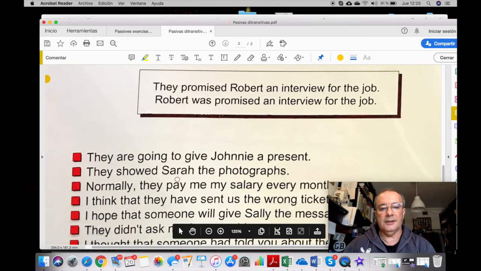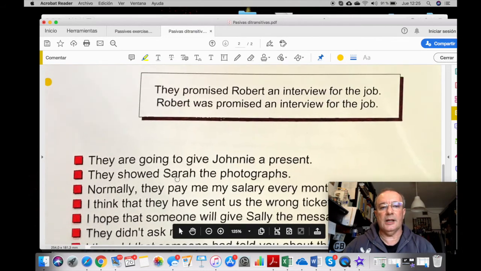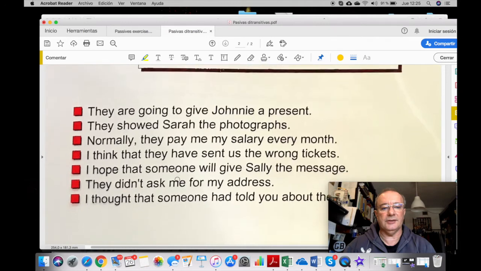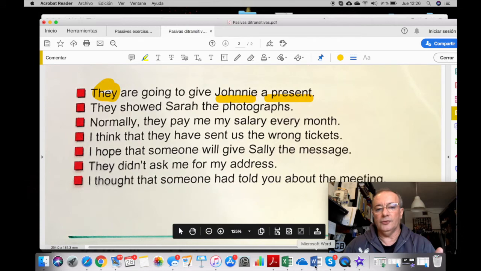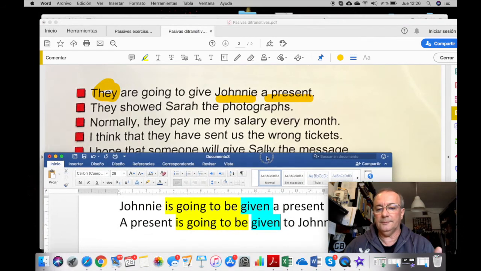Here you have in the second page some examples in which we can see the transformation. They're going to give Johnny a present. Of course, this is an active voice. When we do the transformation, we will see that we have two objects. One is Johnny and the other one is a present, okay? So here we can see that we will have two possible passives. Johnny will be the subject for one of them and a present will be the subject for the other one of them. Let me show you the transformation for this first one.